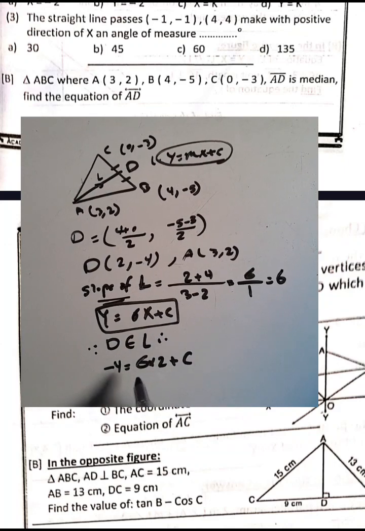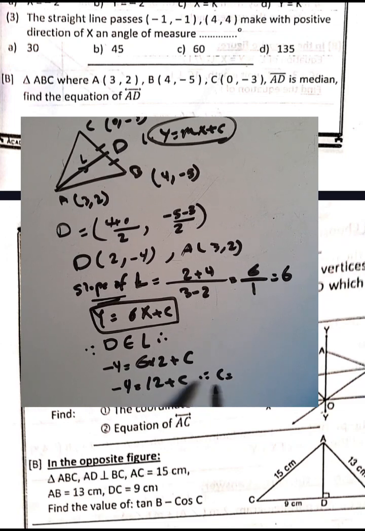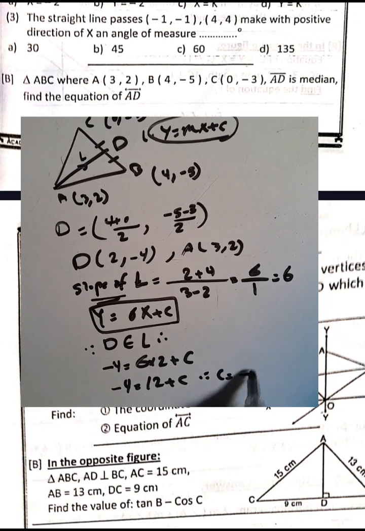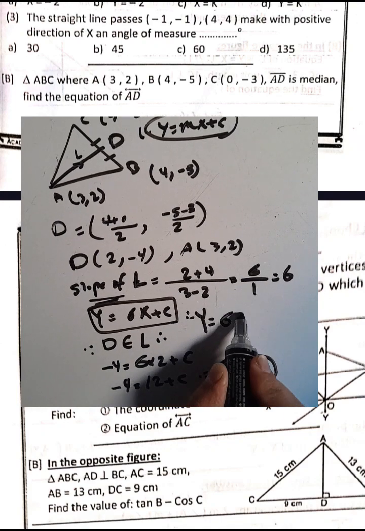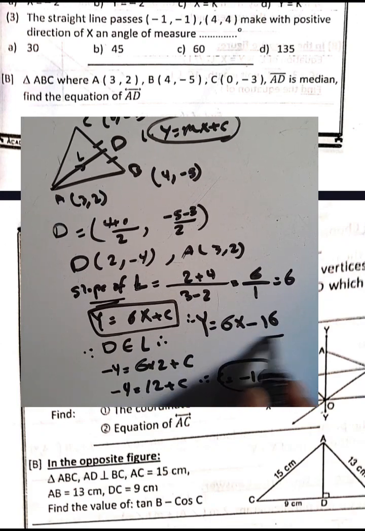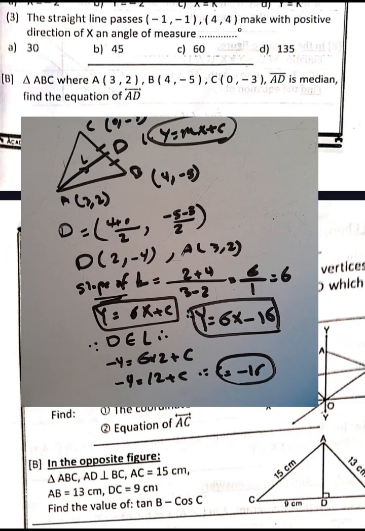And then you can simplify it. -4 = 2 times 6 = 12 plus constant. Then the constant here will be -4 minus 12, which is -16. Then the equation is y = 6x - 16. It's the equation of the straight line which passes through points A and D, because y = 6x plus constant.